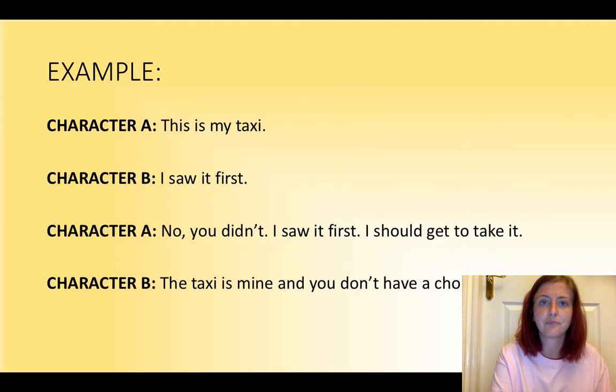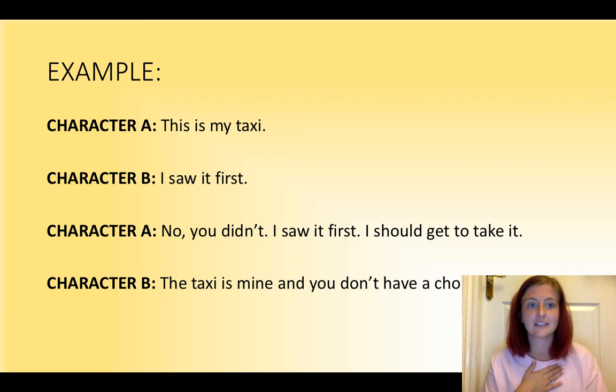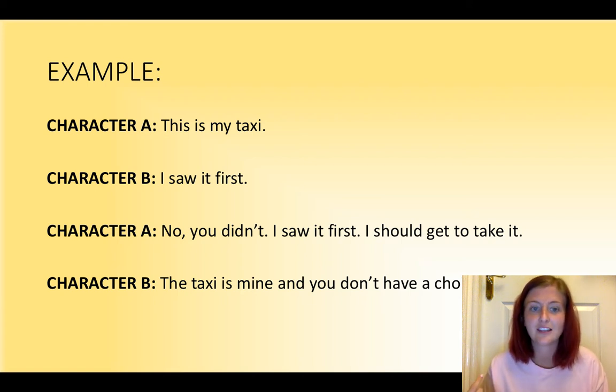Some example dialogue from scenario 1 could be: Character A: This is my taxi. B: I saw it first. A: No you didn't, I saw it first, I should get to take it. B: The taxi's mine and you don't have a choice.